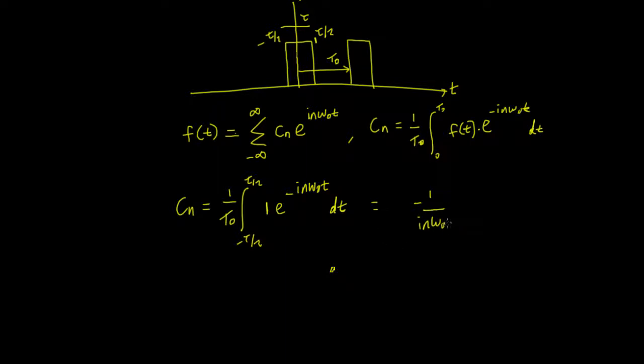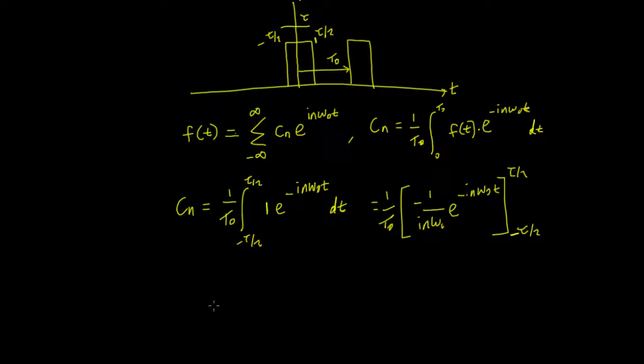Then we have e to the minus I n omega naught t, and the limits for the integration are tau upon 2 to minus tau upon 2, and of course we've got our 1 upon t naught.